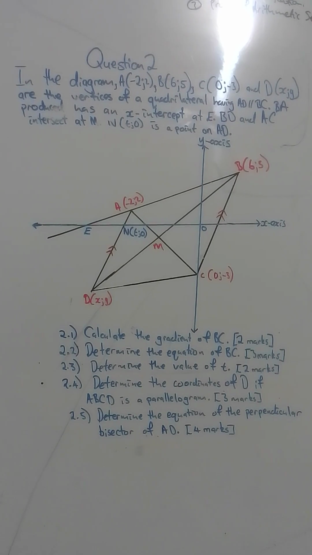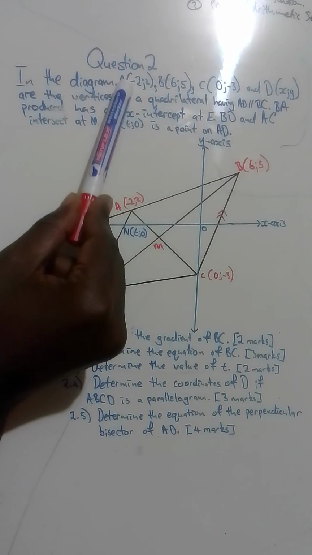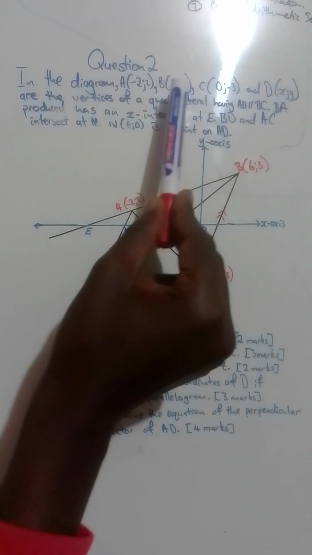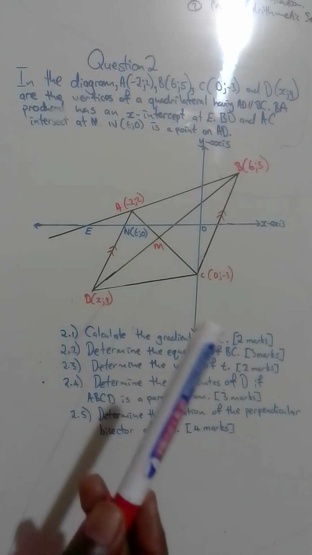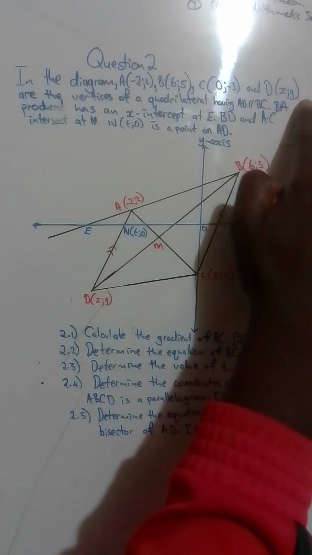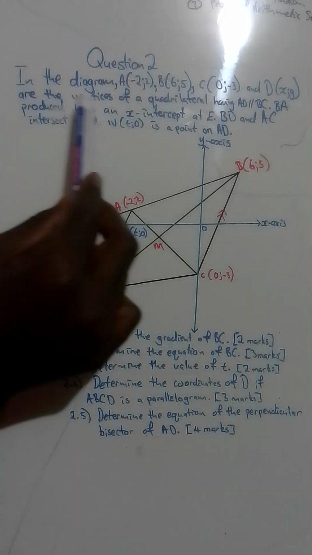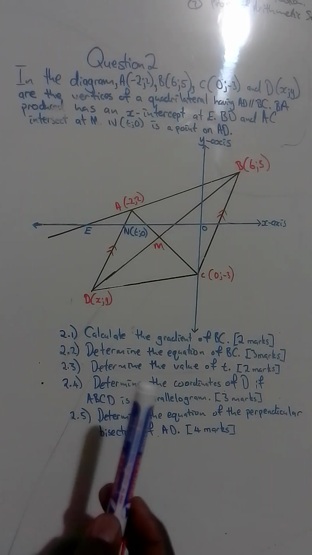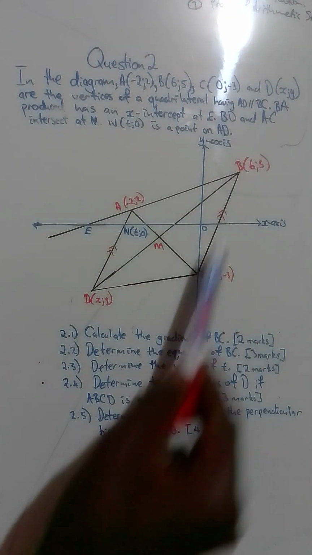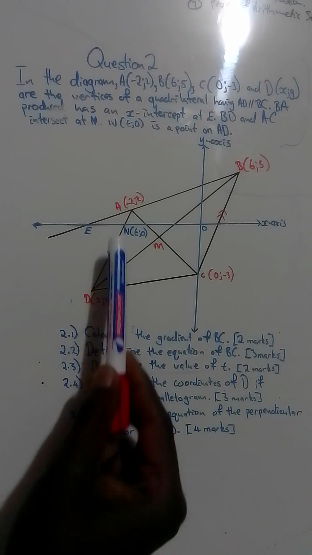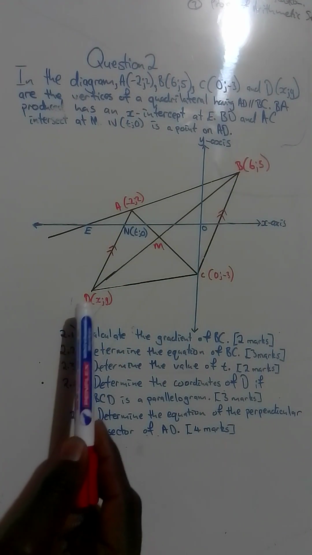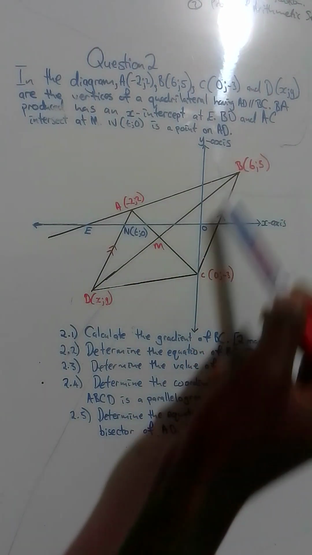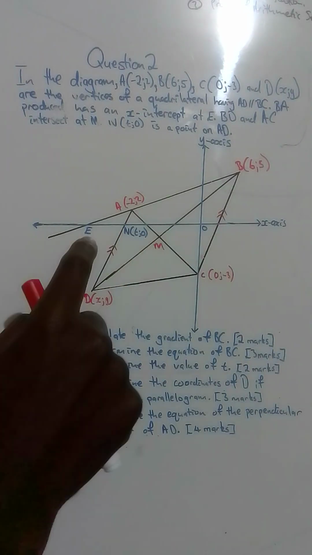We are told that in the diagram, coordinate point A, point B, point C, and D, we are given the three coordinates for point A, B, and C. However, we do not have the coordinates for point D, but we are told that these are vertices of a quadrilateral, having line AD being parallel to line BC. So A, B, C, D is a quadrilateral, a shape with 4 sides, and we are also told that line AD is parallel to line BC. You can see it's also drawn, right?